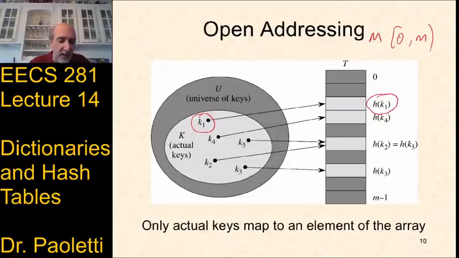I do key 3. It says key 3 should be at index 7, it looks like. And then I do key 5. I hash key 5, and it tells me you should be at index 5. But somebody else is already there. When I try to put key 5 there, I've got a problem. That's a collision. We're not going to talk today about how to deal with it. We're just going to look at how it can happen. We'll look at how to deal with it later on.